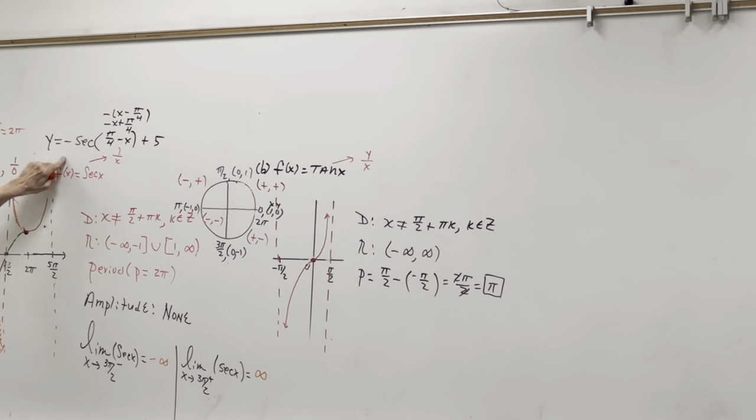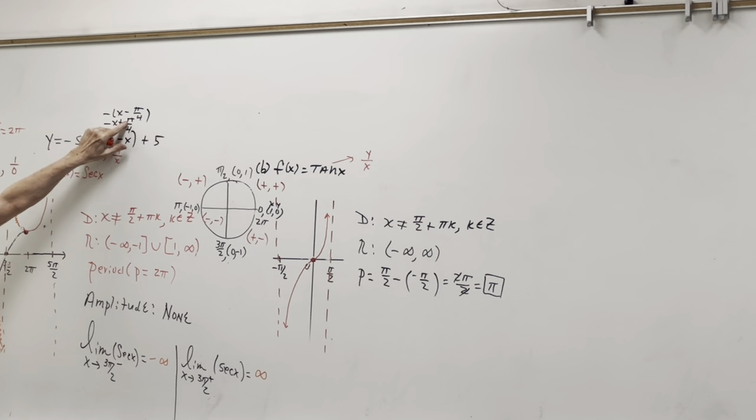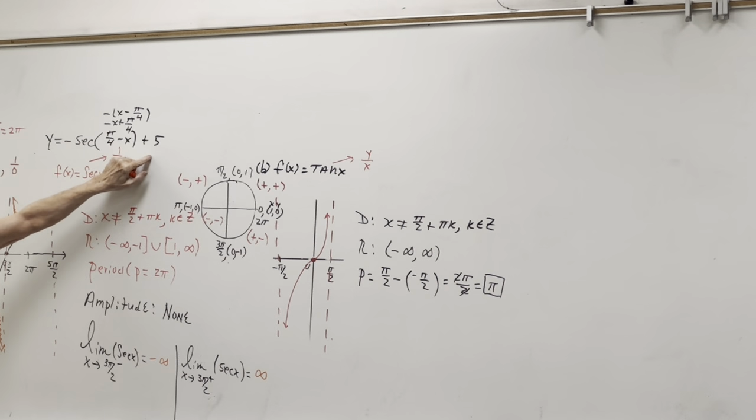Now this says do what? Reflect it through the y-axis. So you're reflecting through the x and also through the y. And then if that's not bad enough, do what? A horizontal shift to the right, pi over 4. And then finally, finish up by vertically shifting everything up 5.